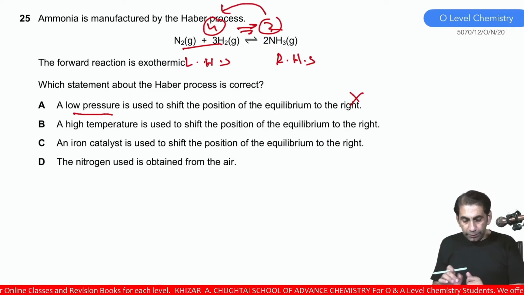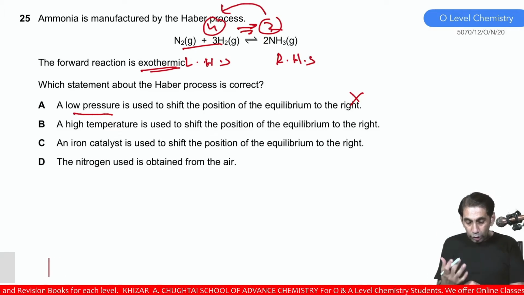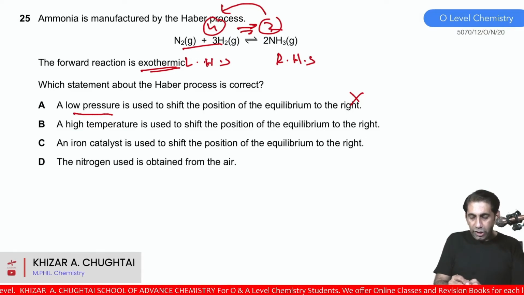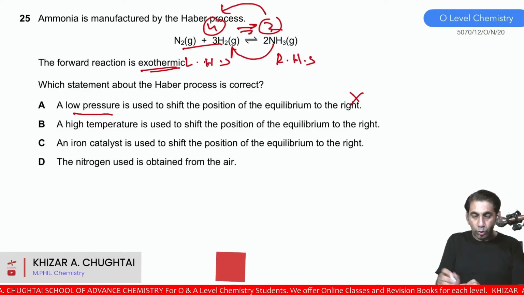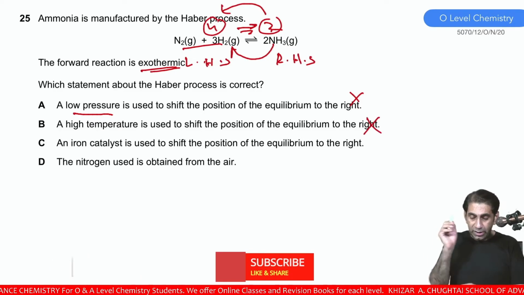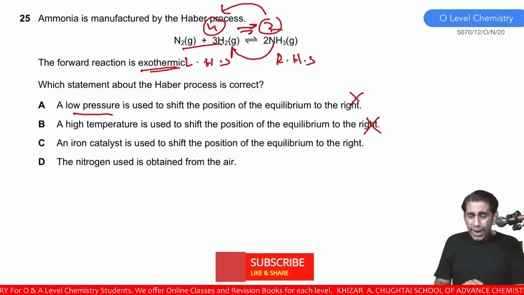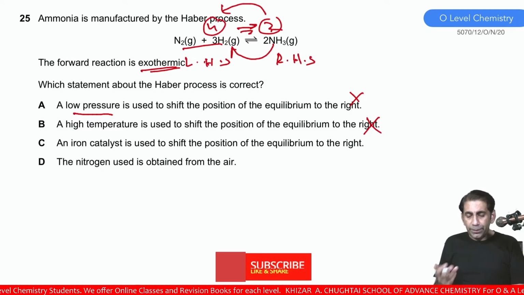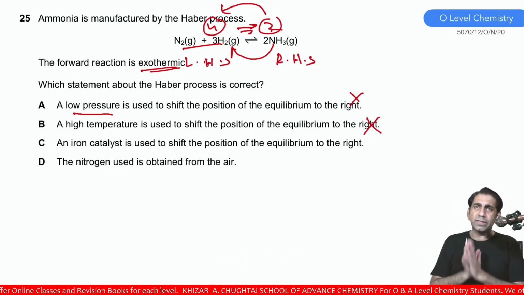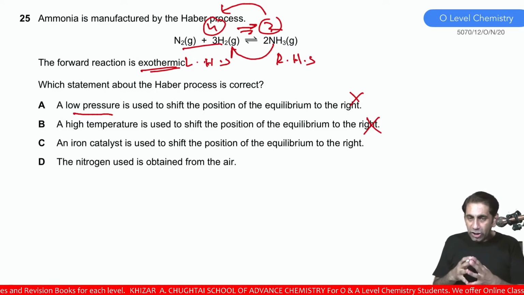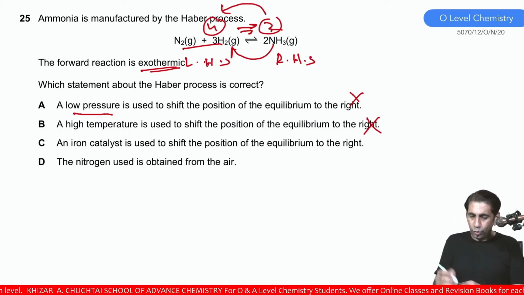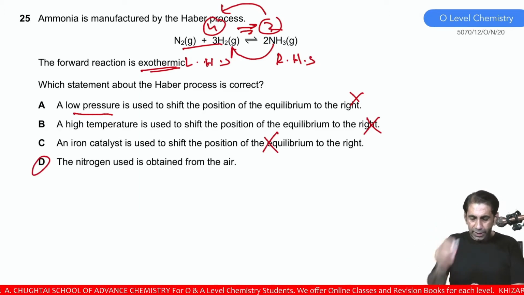At higher temperature, it's an exothermic reaction. As I have told you, the higher temperature favors the endothermic side. So high temperature again shifts the equilibrium towards the reactant side, towards the left hand side, not towards the right hand side. An iron catalyst is used to shift the position of equilibrium? No. Catalyst never shifts the position of equilibrium. Its function is to increase the rate of reaction of both side reactions. So again, it's the wrong one. The last one is the correct option.